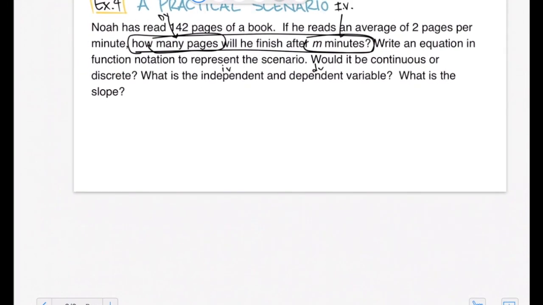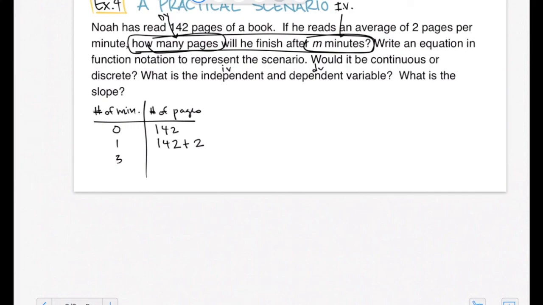What that does now is helps us create a table. So let's do number of minutes versus number of pages. Don't forget, you usually need to start with 0. So at the very beginning of the scenario, how many pages has he read? Hopefully you see it's 142 from the description. Let's say he's read for 1 minute. Hopefully you're saying, well, he's read 144 pages then. So how did you get that? You take 142 and you add 2 more pages.